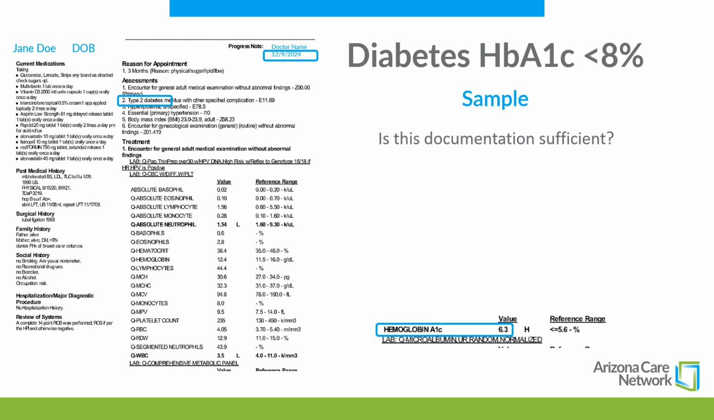Is this documentation sufficient? The same information is circled in blue of a date, diagnosis, and A1C with a result. The A1C result would be compliant, but this documentation is still insufficient. There is no date of service for when the lab was collected or reported. It is not clear if it was taken at the office the same day as this office visit of 12/9/2024.